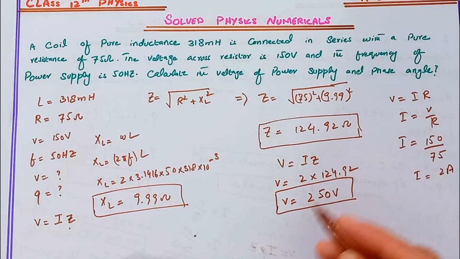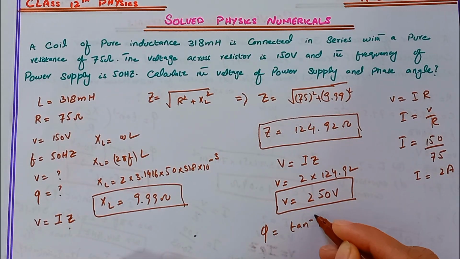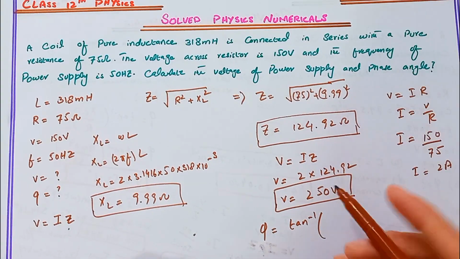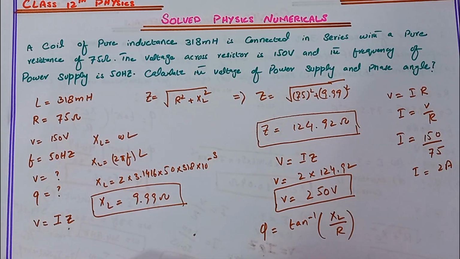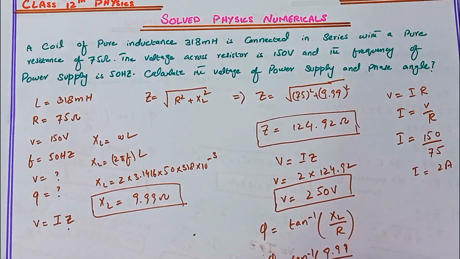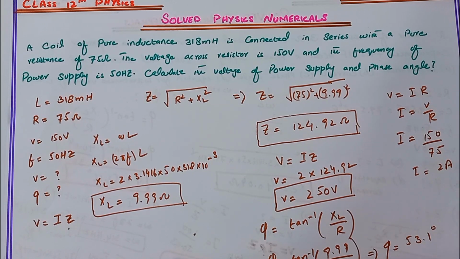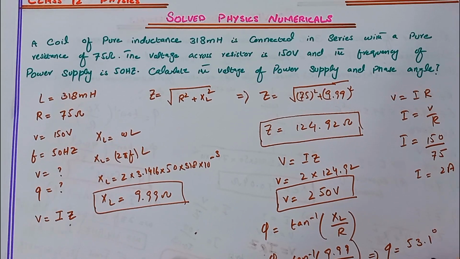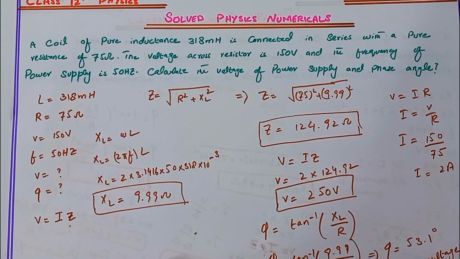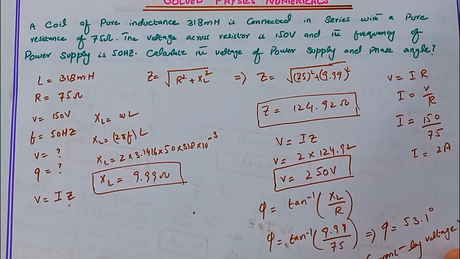Okay, now we find the phase angle by using the formula phi is equal to tan inverse. In the case of a resistor and inductor, we use the phase angle formula, inductive reactance over resistor R. Inductive reactance XL is equal to 99.9 over R that is given as 75. So here the phase angle becomes equal to 53.1 degree. In the case of the inductor, current always lags the voltage. So this is how we find the phase angle.